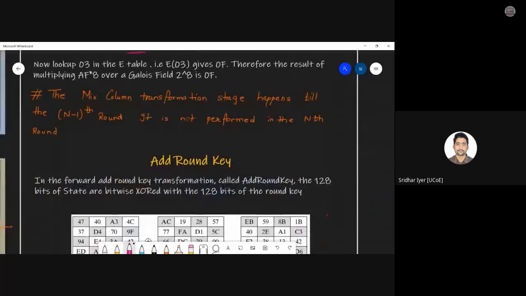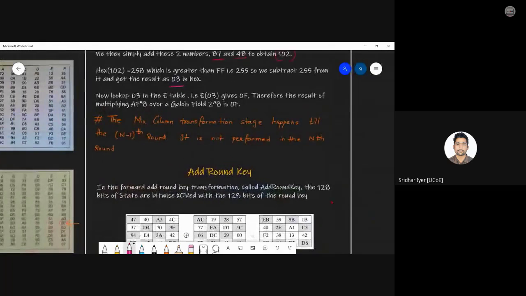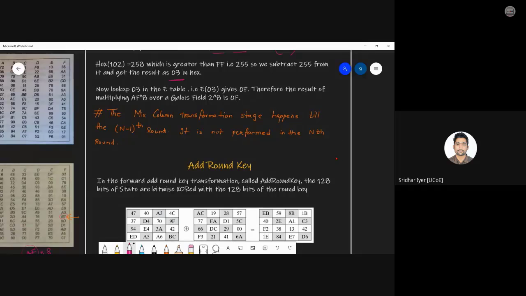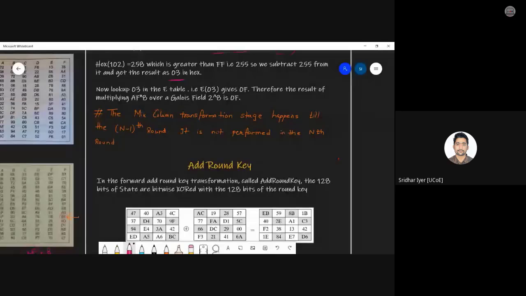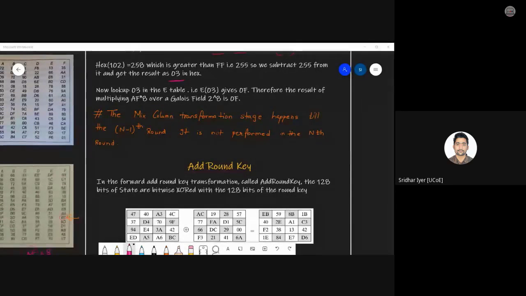It is really very complex. That is why this is not even expected in the exams. But from an understanding point of view, you should know how it is obtained. Am I clear now? You got it, how to do it? So AF into 8 over Galois field 2 raised to 8 multiplication will give you the answer as 0F. Is it fine? You will get the answer in your Atul Kahate book.